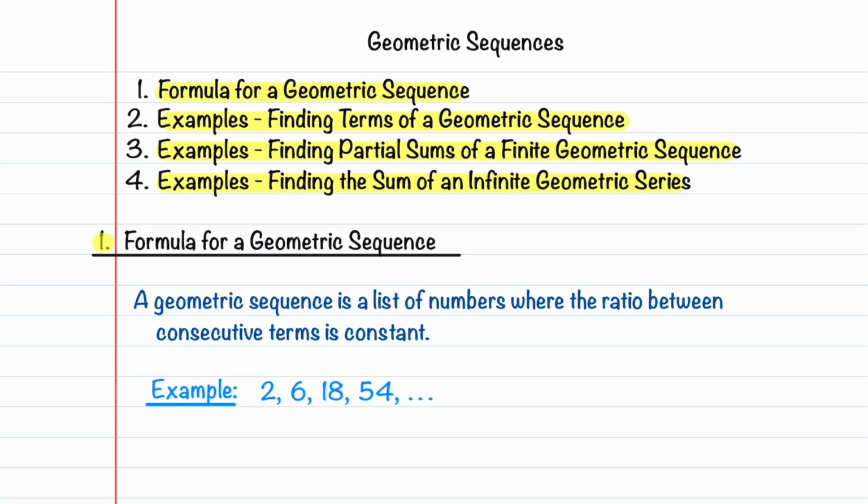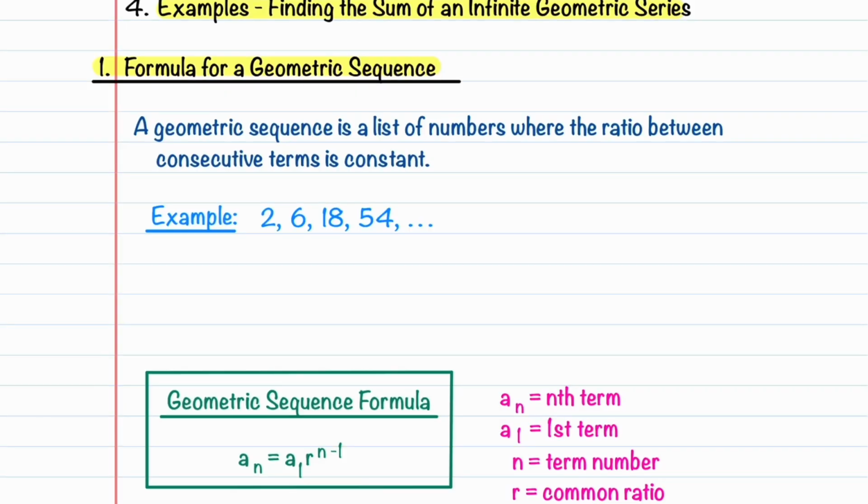Let's begin by looking at the formula that you're going to need. In order to understand the formula, we first need to understand what a geometric sequence is. A geometric sequence is just a list of numbers where the ratio between consecutive terms is constant. I've written down an example so that we can understand what a constant ratio is.